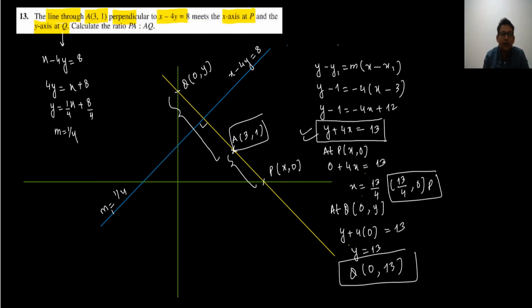Now our target is to find the ratio. Ratio means we have another method. You can find the distance PA. If you want to find the distance between P and A, you can even use the ratio method. We have a ratio method here. If I want to use the ratio method, it's also easy. I normally use this method in vectors. Otherwise, you can find the distances PA and AQ and divide.